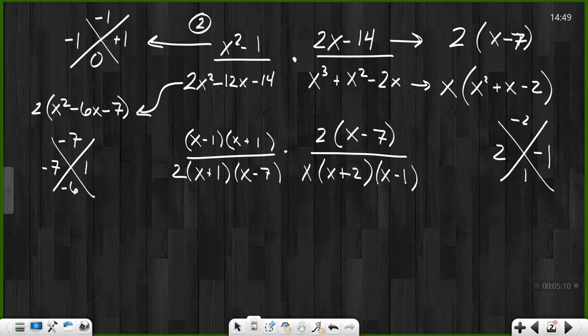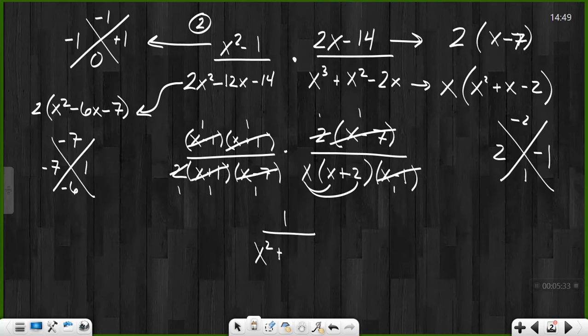Now, once I've factored, I remove all my giant ones. x minus 1, x minus 1. x plus 1, x plus 1. 2, 2. x minus 7, x minus 7. All those leave me with 1s left over, not 0. So on top I have 1, but on bottom I've got 1 times x plus 2, and I've got to distribute that, giving me x squared plus 2x. And that will be true as long as x is not anything that would make a denominator 0.